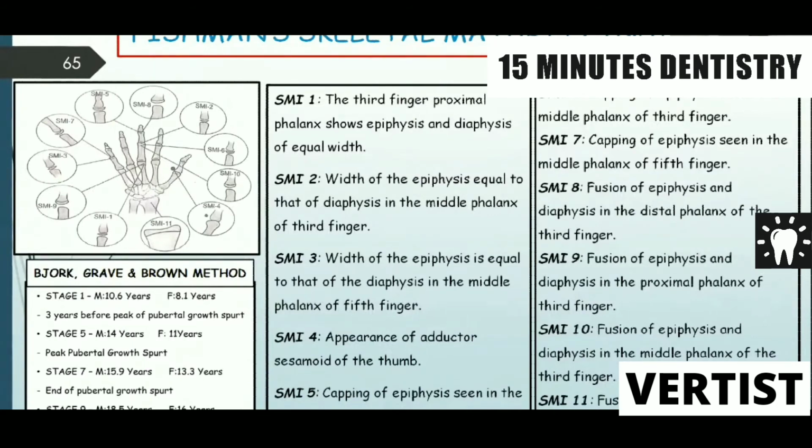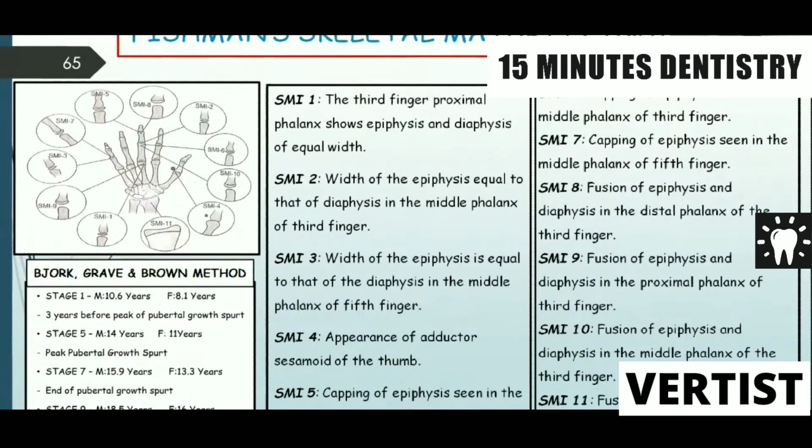In case of SMI 2, the width of the epiphysis is equal to that of the diaphysis. In case of SMI 3, the width of the epiphysis is equal to that of the diaphysis in the middle phalanx of the fifth finger. In case of SMI 4, appearance of the adductor sesamoid of the thumb is seen. In case of SMI 5, capping of epiphysis in the distal phalanx of the third finger. Number 6, capping of epiphysis again seen in the middle phalanx. SMI number 7, it is seen in the middle phalanx of the fifth finger. SMI 8, fusion of epiphysis and diaphysis in the distal phalanx of the third finger.